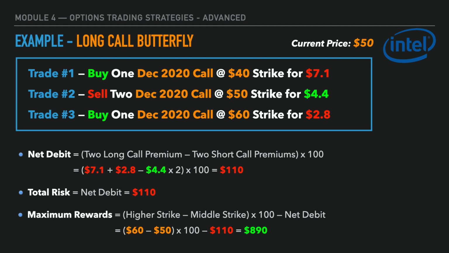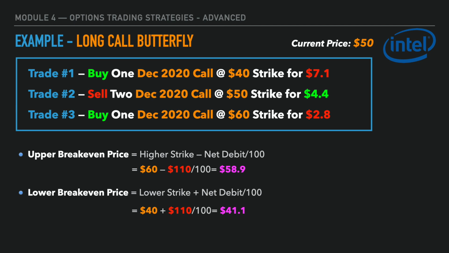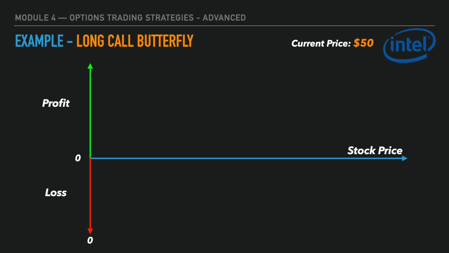Same as the straddle, the butterfly also has two break-even prices. For the upper break-even price, it's the higher strike minus the net debit divided by 100. For this case, it's $58.9. And for the lower break-even price, it's the lower strike price plus the net debit divided by 100, which is $41.1. Cool, after we calculate all these key numbers, we can now draw the risk graph for this long call butterfly trade.